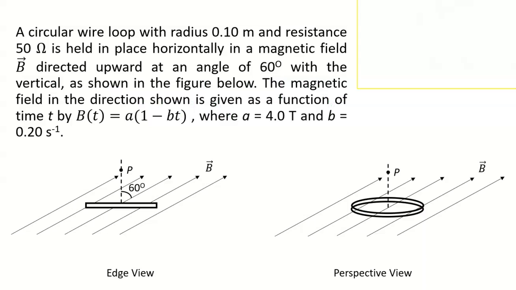A circular wire loop with radius 0.10 meters and resistance 50 ohms is held in place horizontally in a magnetic field B directed upward at an angle of 60 degrees with the vertical, as shown in the figure below. The magnetic field in the direction shown is given as a function of time by B of t equals A times the quantity 1 minus bt, where A equals 4.0 Teslas and b equals 0.20 per second. And you can see here an edge-on view of the loop and a perspective view of the loop.